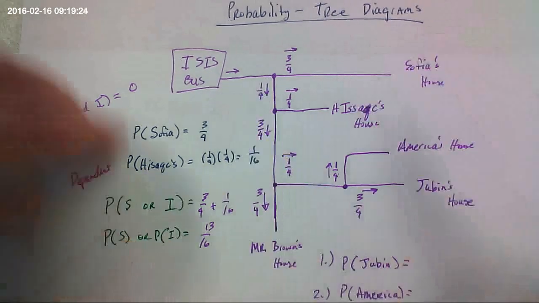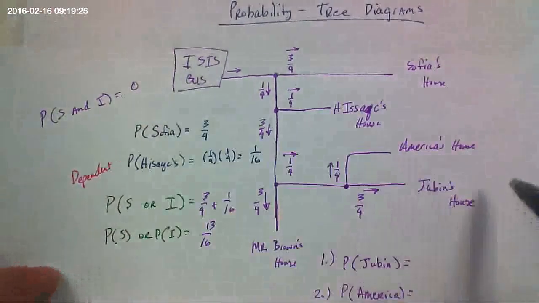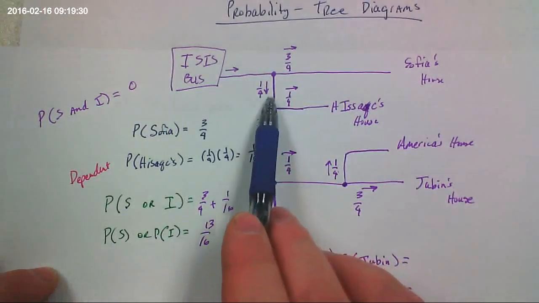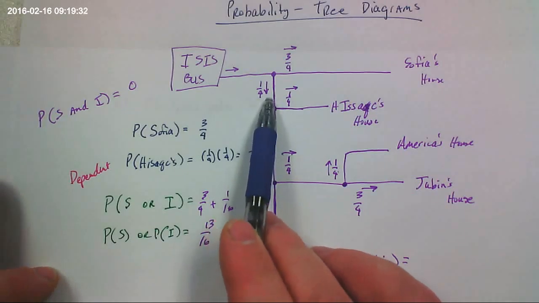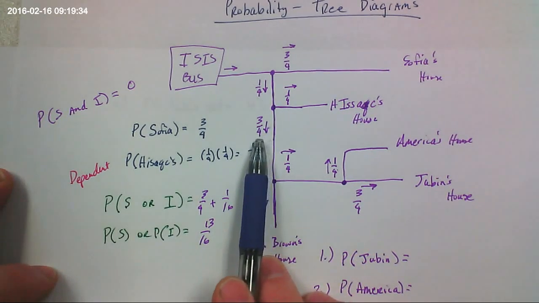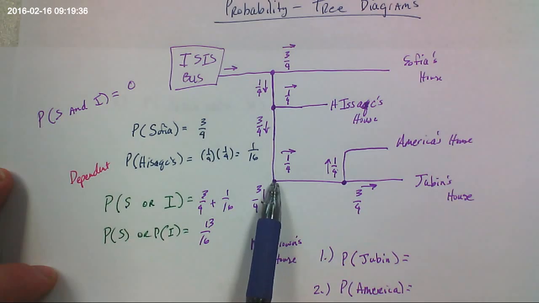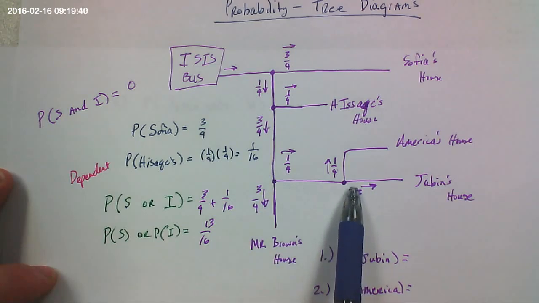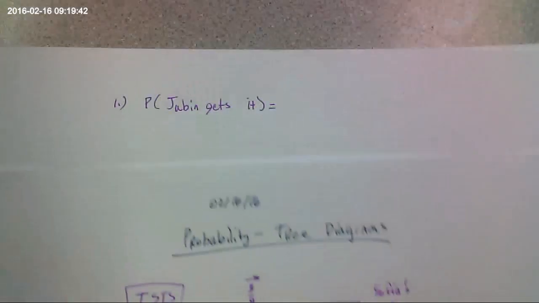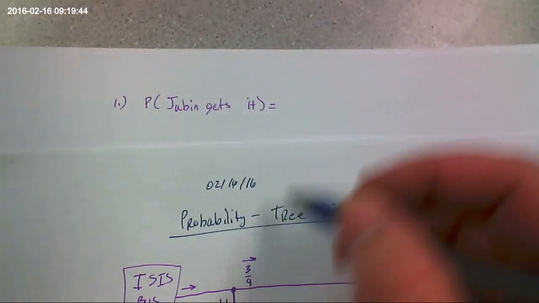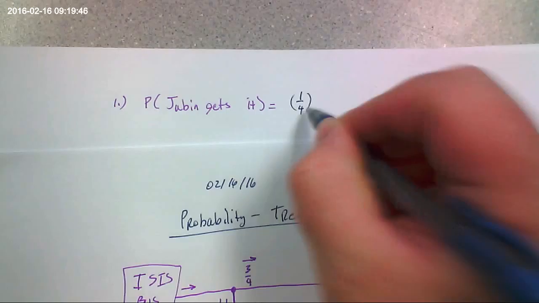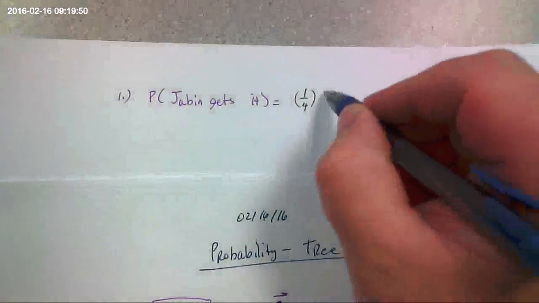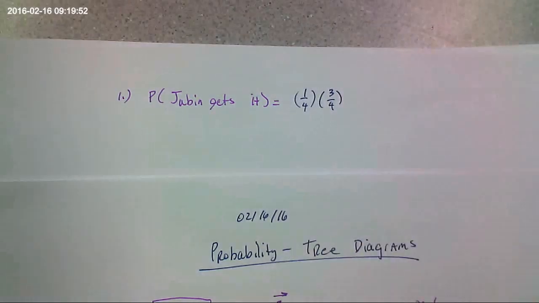So, in order for Jubin to get it, the bus has to go here, right? So first, it has to take a right-hand turn. There's a 1/4 probability. Then it has to go straight, 3/4 probability. Then it has to take a left-hand turn, 1/4 probability. And then it has to go straight again, right? So that would be, so first 1/4. You guys see what I'm doing? And then 3/4. And you multiply all these?